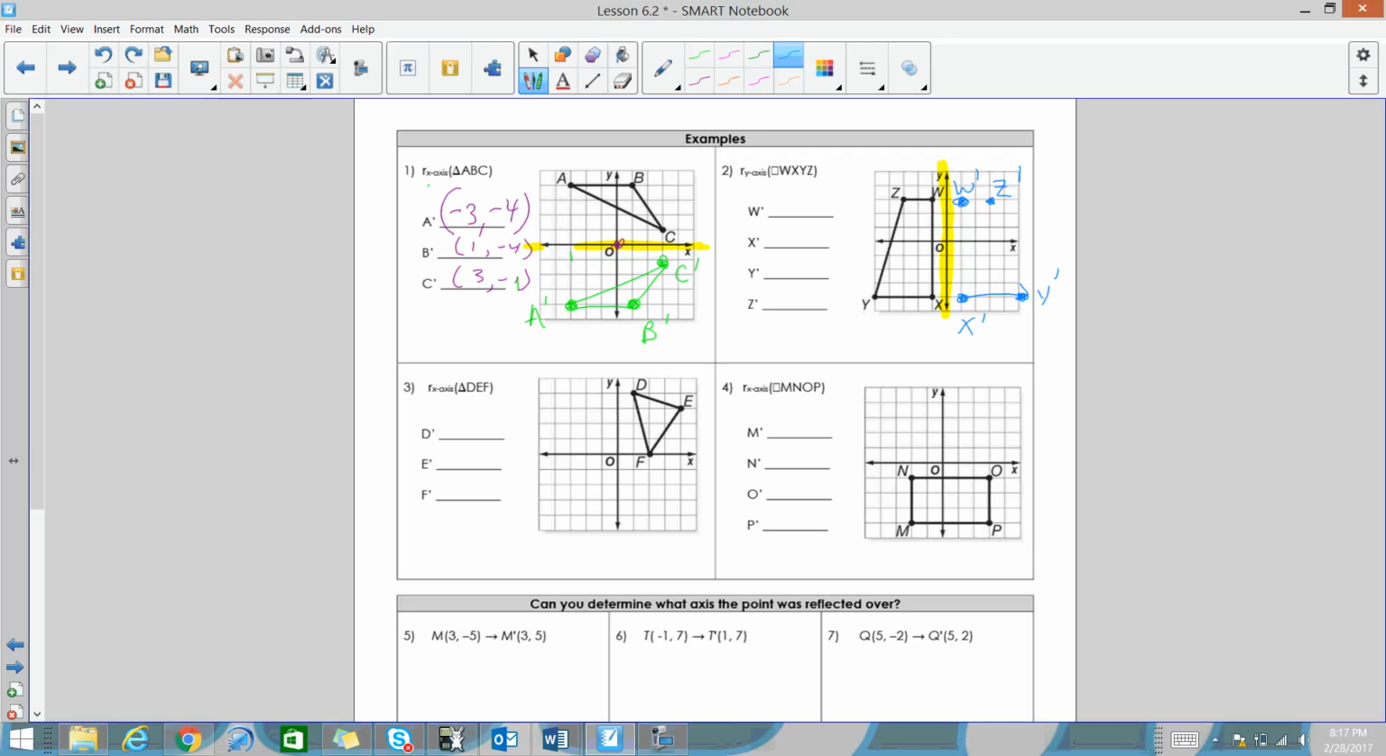So we connect all of our points together because you need to make your shape. And then all we do now is find your coordinates. So W prime, starting at the origin, is right 1, up 3. So it's 1, 3.